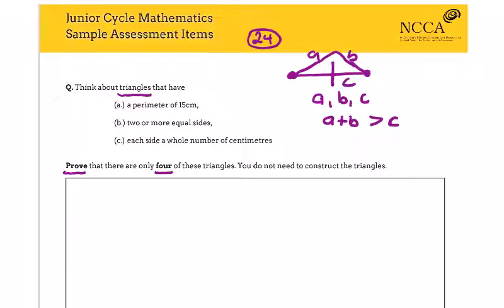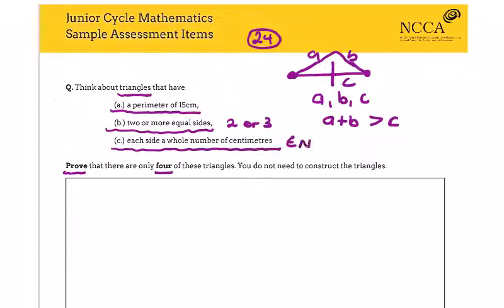So let's think about triangles that have a perimeter of 15, 2 or more equal sides. So that could be 2 or 3. So 5, 5, 5 definitely works. And then each side a whole number of centimeters, so an element of natural numbers. And then we're asked to prove there's only 4 of these triangles and we don't need to construct them.